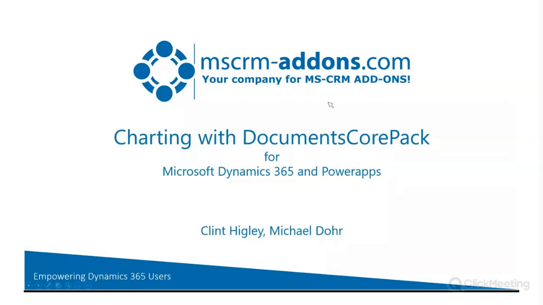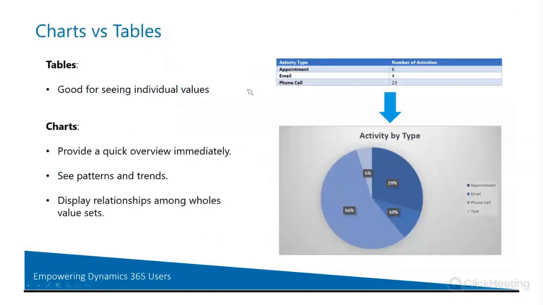But let's talk a little bit about charts versus tables, right? So this is kind of important. Part of the thing is, when do I want to use a chart? When do I want to use a table? Now that I have this feature, you don't want to chart everything. So I just want to talk a little bit about some of the differences of when you would use them. Tables naturally are good for seeing individual values, right? So if I have a quote with quote products, I want to see those individual line items in that quote.